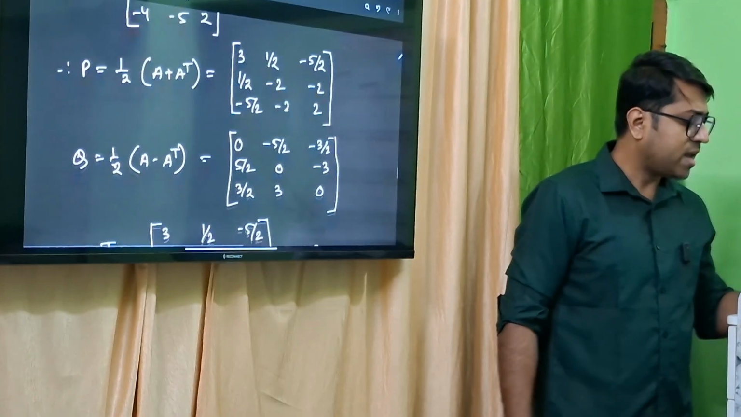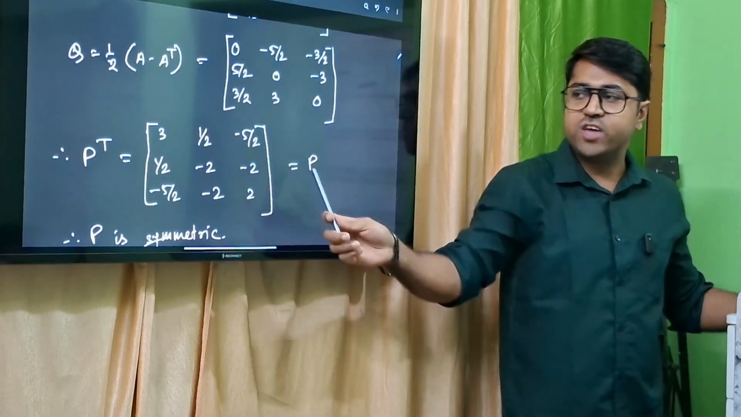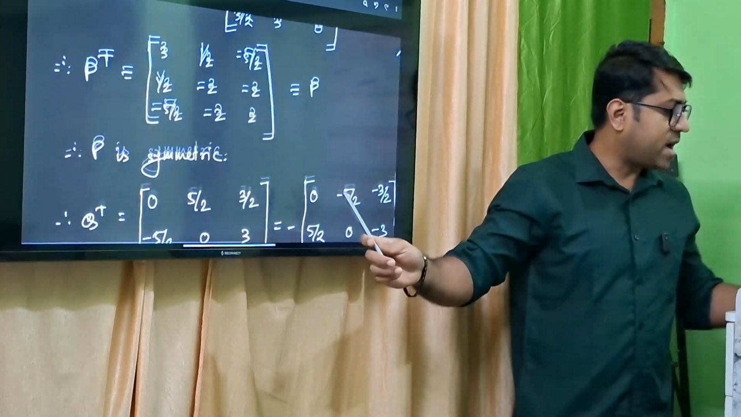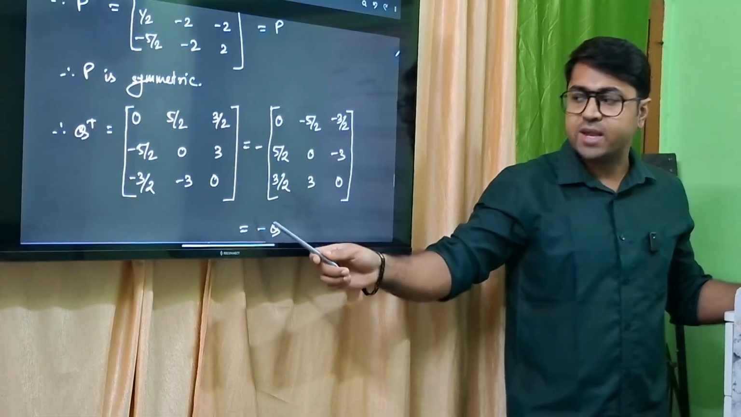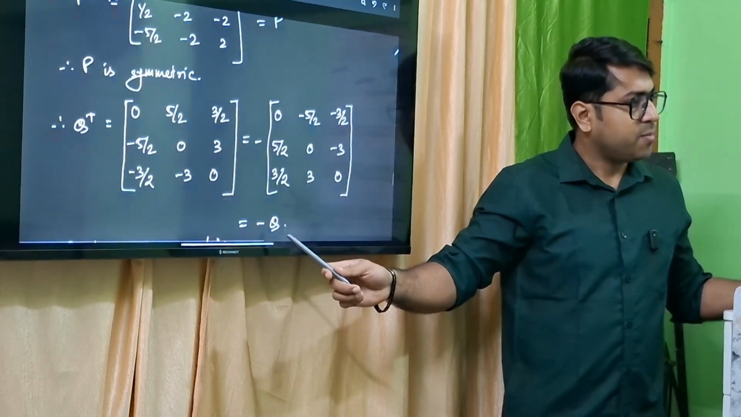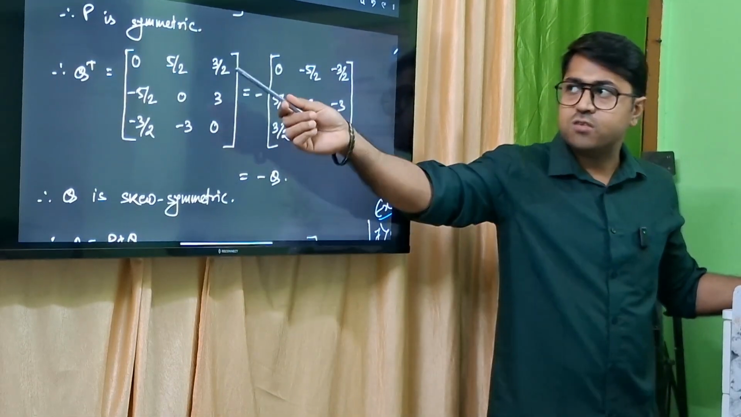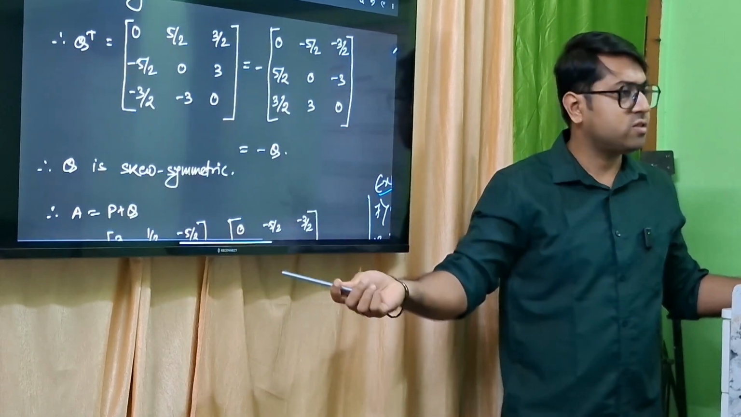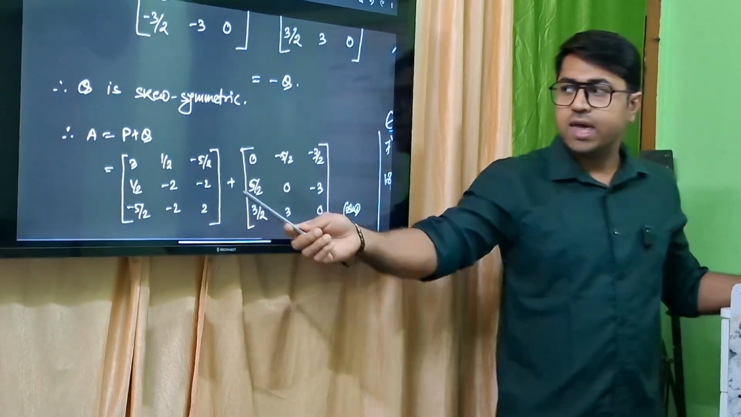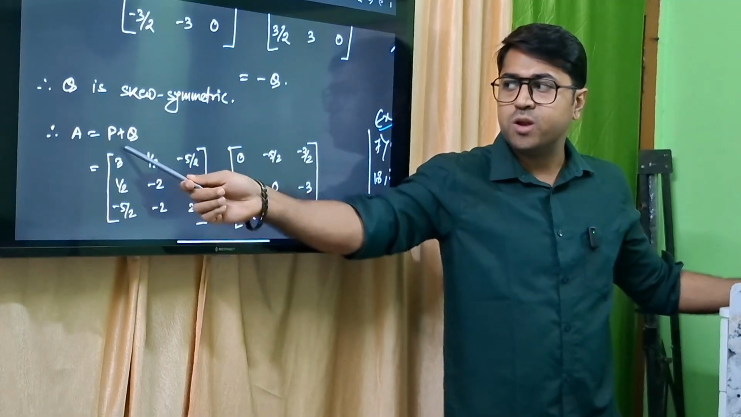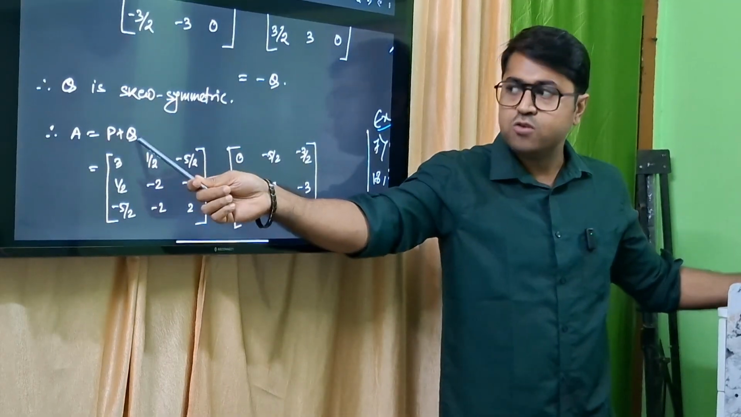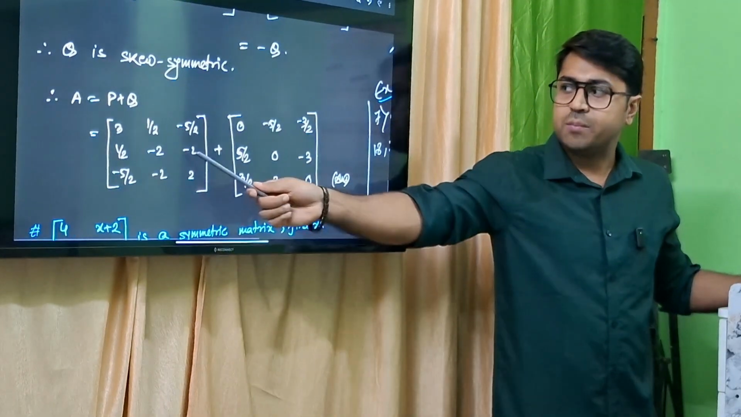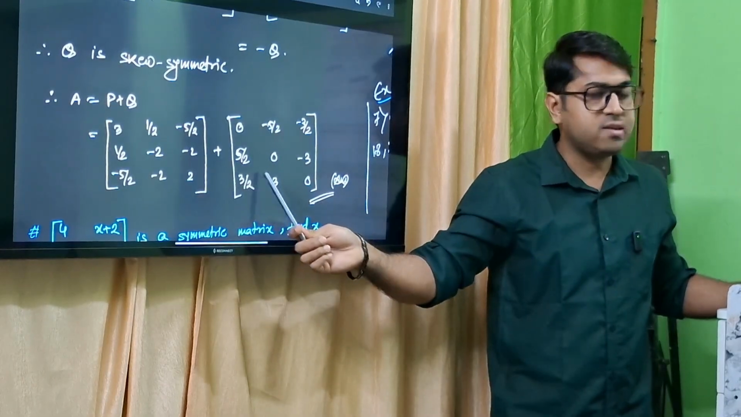Means after finding P and Q, I will find the P transpose and check that P is coming or not, and I will find the Q transpose also and check that minus Q is coming or not. Whenever you have got P transpose equal to P, P is symmetric, and Q transpose equal to minus Q, Q is skew symmetric. That means A is expressed in the form of P plus Q, a symmetric and a skew symmetric matrix, and I will keep the matrix in that addition format, and that will be the answer.